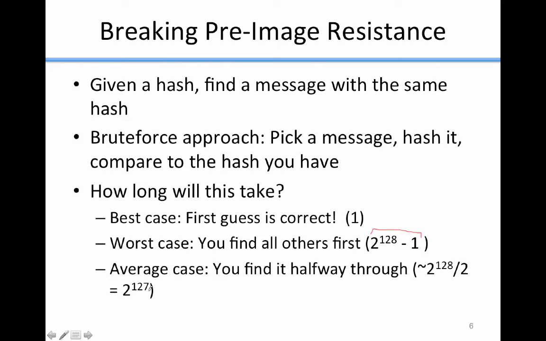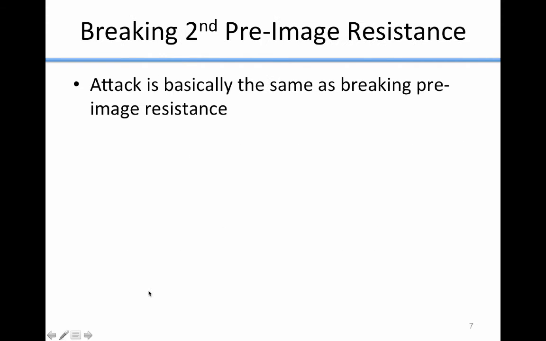Now, if I had a really small hash, like a 32-bit hash, that would be a significantly smaller number, and you might be able to break that. Okay, so how about breaking second preimage resistance? Remember, this is the case where you're given M1, and you want to find M2.